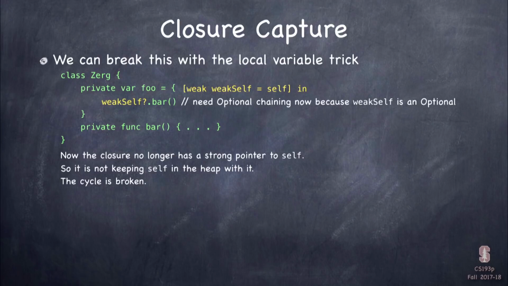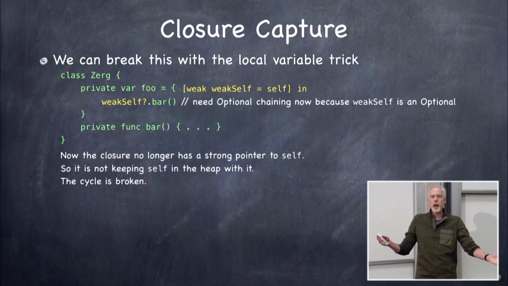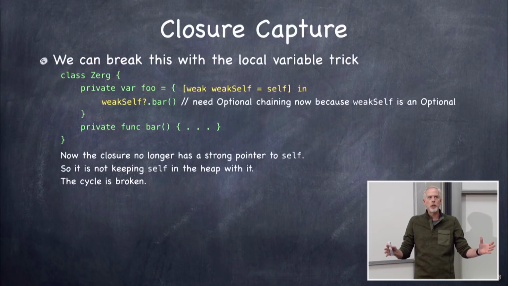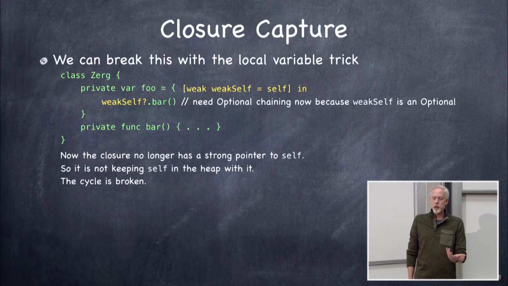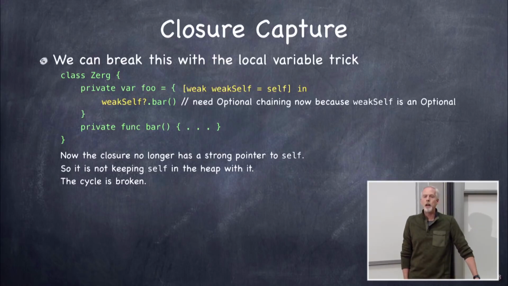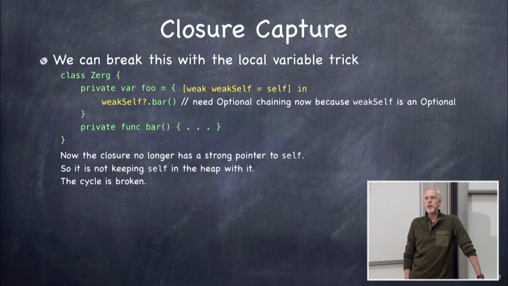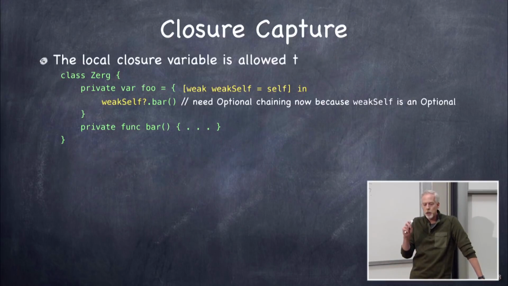So now there's nothing inside that closure, no variable in that closure, that is keeping a strong pointer to self. And so it's not keeping self in the heap. Do you agree? The only pointer it has, and the only thing that's even used inside that closure, is weak self. And we know that's weak, can't keep something in the heap. Now, unfortunately, it's an optional, so I have to optional chain it, but I've broken the cycle. So this is how we break these cycles, using weak little local variables in our closure.